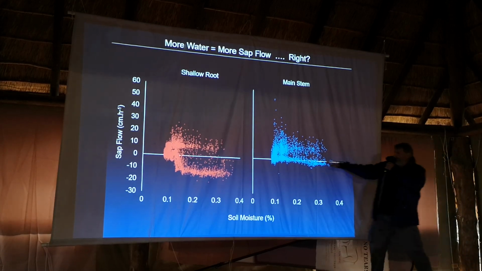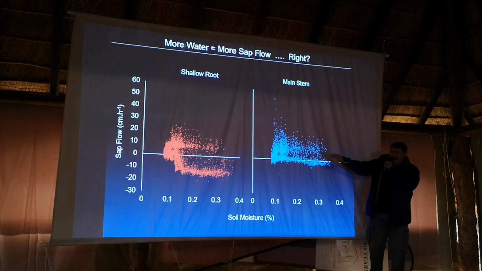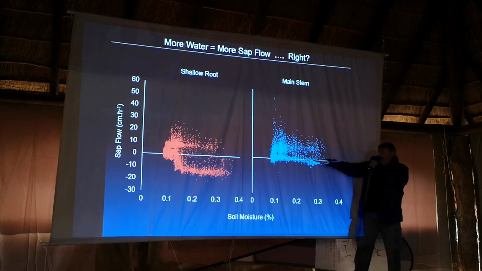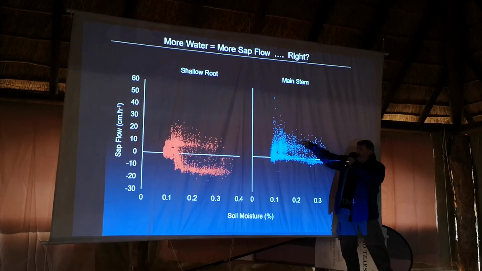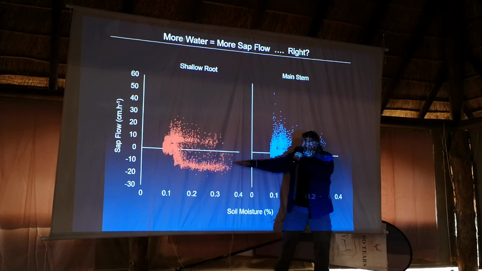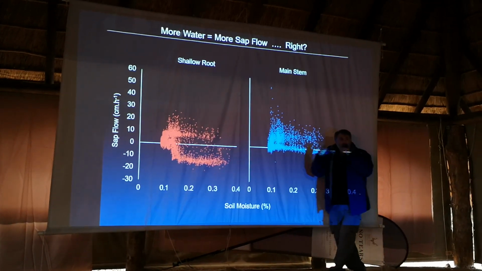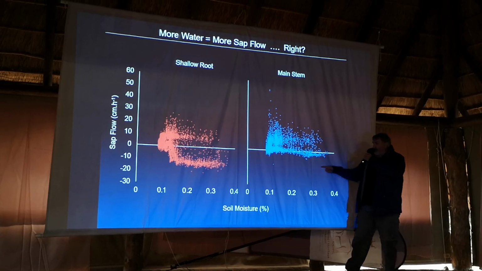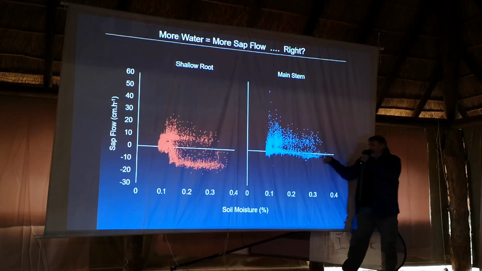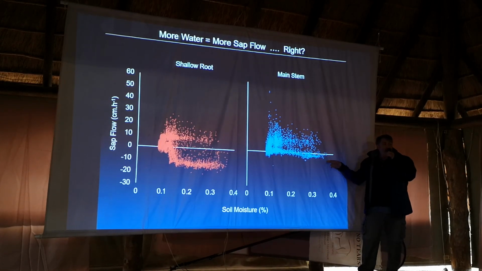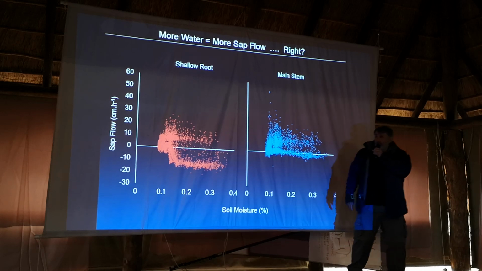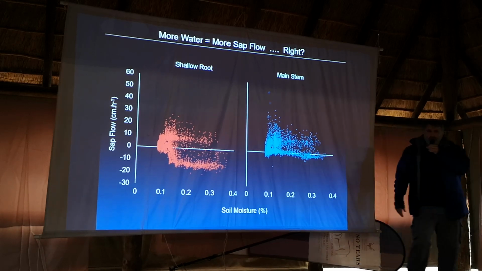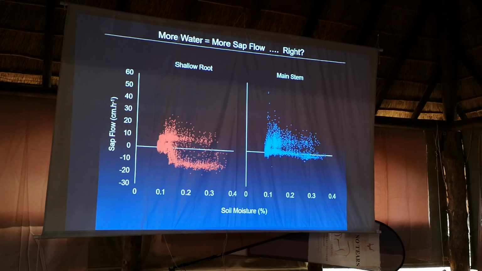If you look at this, both data sets seem to have almost like two clusters. A bunch of data points down here, a bunch of data points up there, same over here. But within those clusters, the relationship is in the wrong direction. The more soil moisture you have, the more negative the flow in the stem. And the same in the root. So this is kind of weird for me.